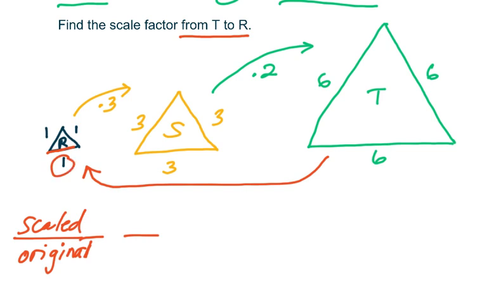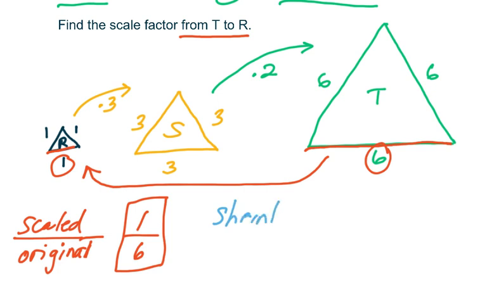I'll take this measurement here, which is 1, and then I'll need the corresponding side length. This is again the bottom of this triangle, and the original length is 6. So I have a scale factor of 1/6. Now this makes sense to me because 1/6 is a shrinking scale factor.